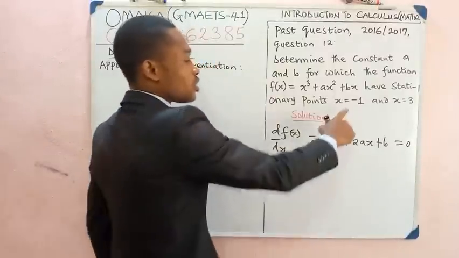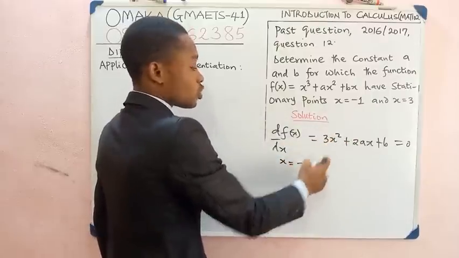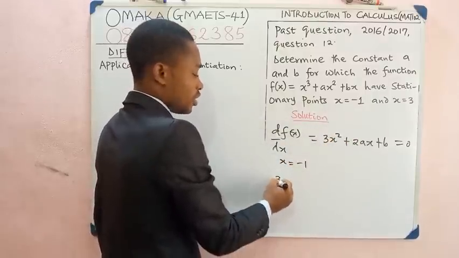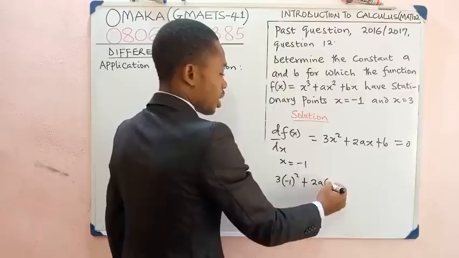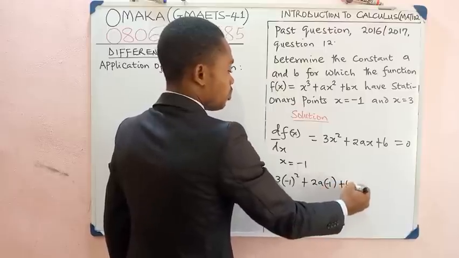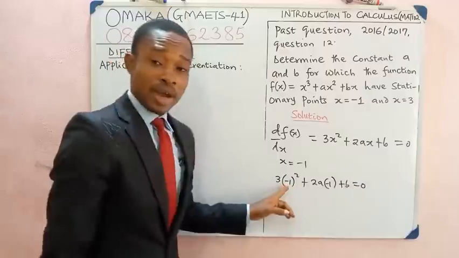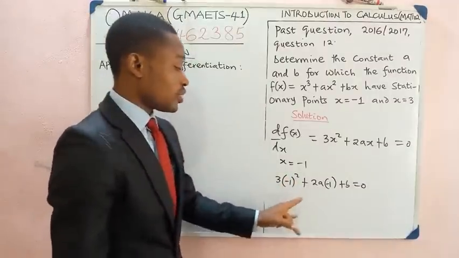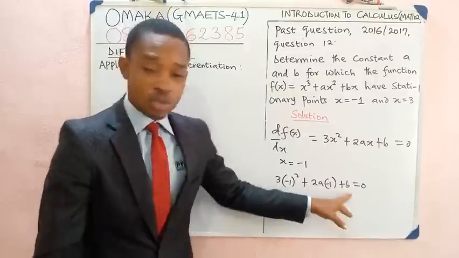Now at that stationary point, we have x equal to minus 1. So when x equal to minus 1, substitute here, you're going to get 3 bracket minus 1 squared plus 2a bracket minus 1 plus b equal to 0. If I simplify this, it will give me 3. Minus 1 squared is 1, times 3 is 3. This will give me minus 2a. Alright, and then this will give me what?